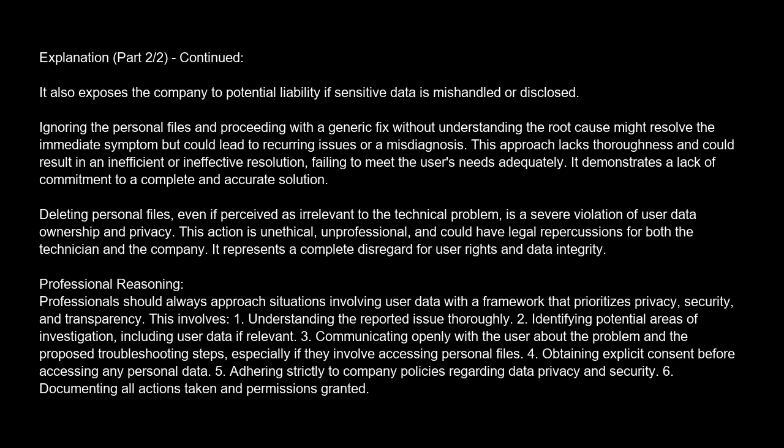Professional reasoning. Professionals should always approach situations involving user data with a framework that prioritizes privacy, security, and transparency. This involves: 1. Understanding the reported issue thoroughly. 2. Identifying potential areas of investigation, including user data if relevant. 3. Communicating openly with the user about the problem and the proposed troubleshooting steps, especially if they involve accessing personal files. 4. Obtaining explicit consent before accessing any personal data. 5. Adhering strictly to company policies regarding data privacy and security. 6. Documenting all actions taken and permissions granted.